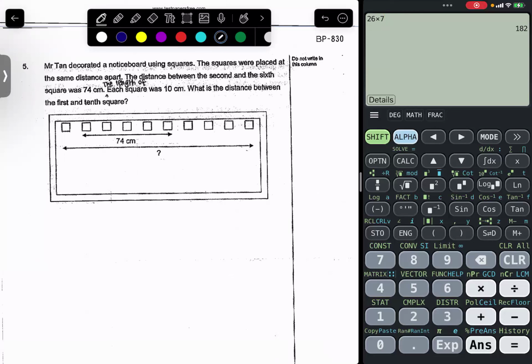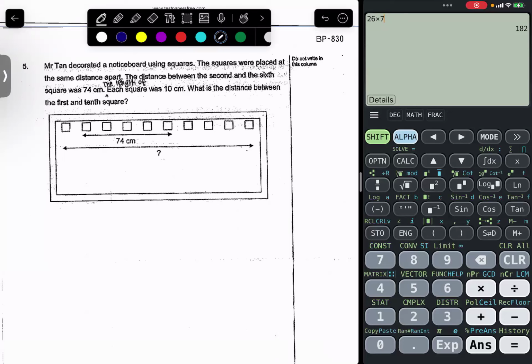Question 5. Mr. Tan decorated a notice board using squares. The squares were placed at the same distance apart. The distance between the second and the sixth was 74 cm. Each length of the square was 10 cm. What is the distance between the first and the 10th square? Now this is testing us on the number of gaps. Second to sixth, that means there are 5 gaps: 1, 2, 3, 4, 5. So between these 5 gaps, there are also 5 squares, because 74 is in between this.